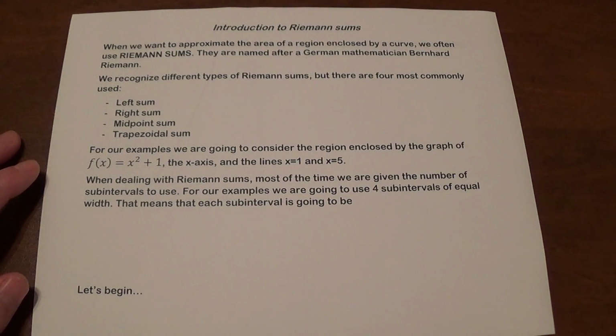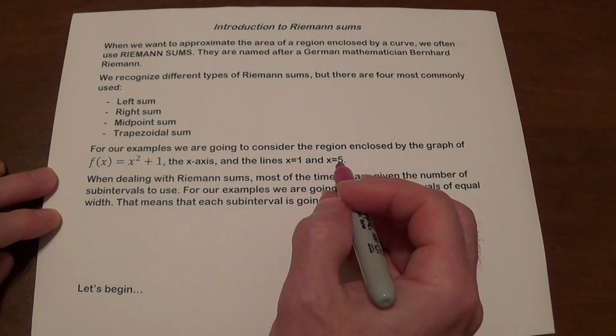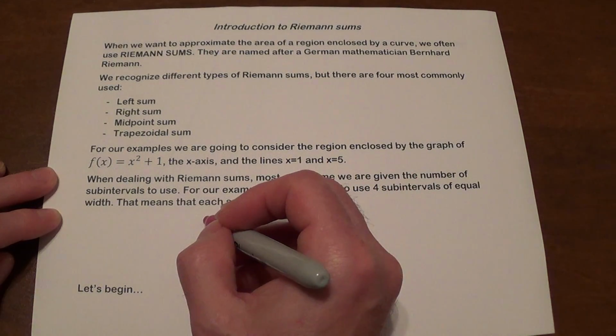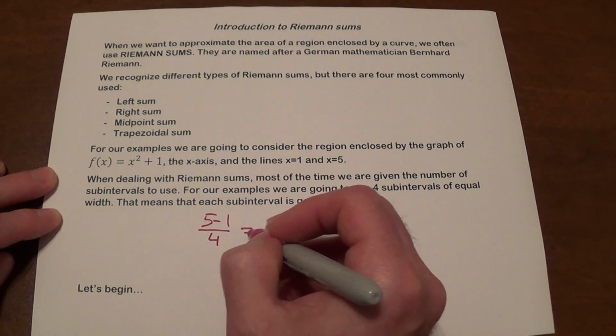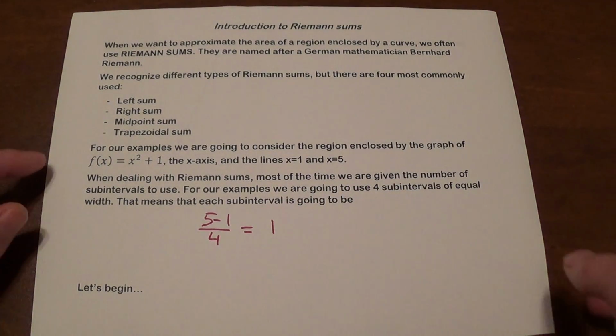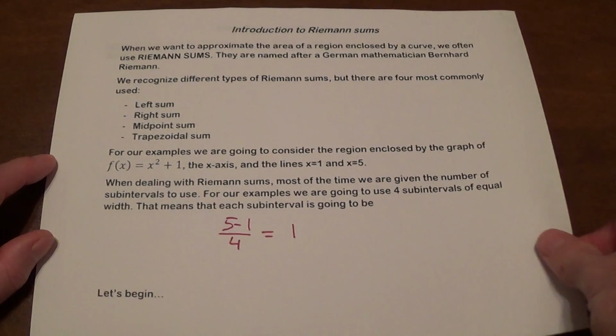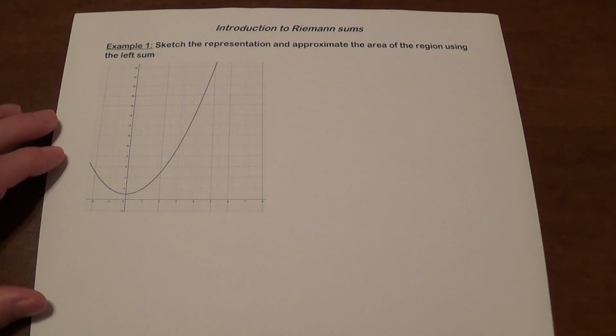That means each subinterval is going to be what? Well, we're going from 1 to 5, so it's 5 minus 1 divided by how many we have, 4. So it's 4 divided by 4, so each subinterval is going to be 1 unit wide. Let's go ahead and take a look. We're going to sketch a representation and approximate the area of the region using the left Riemann sum.